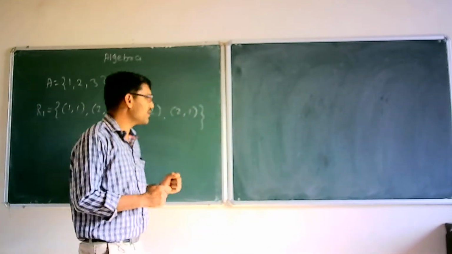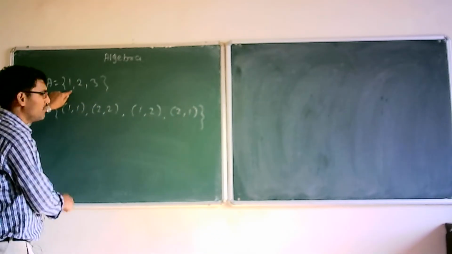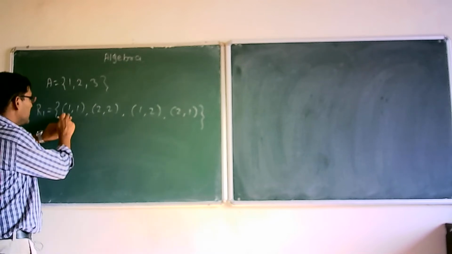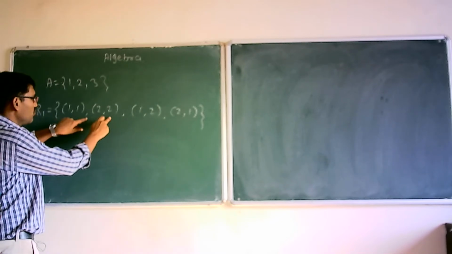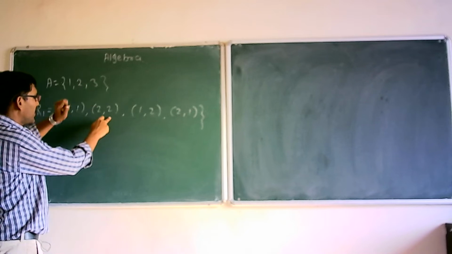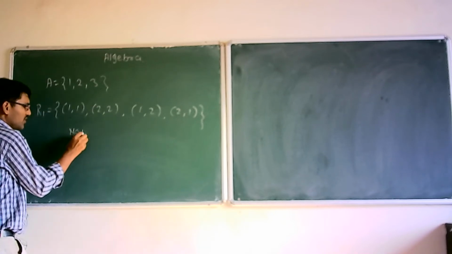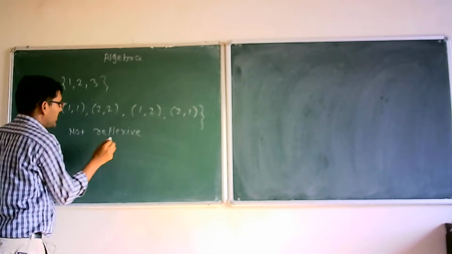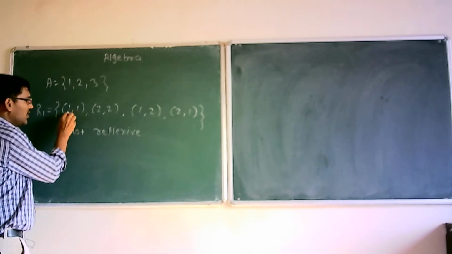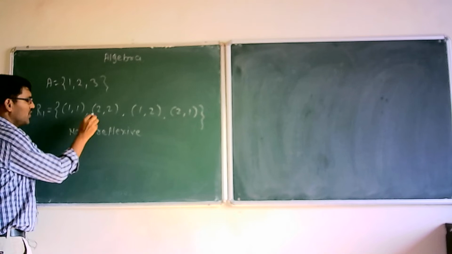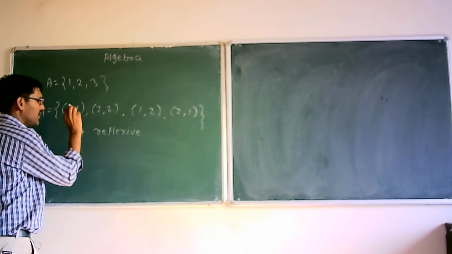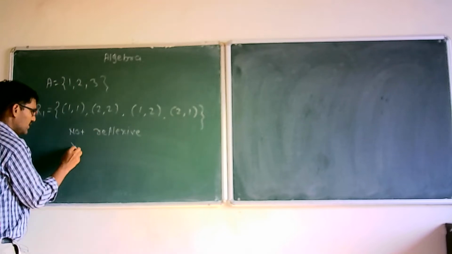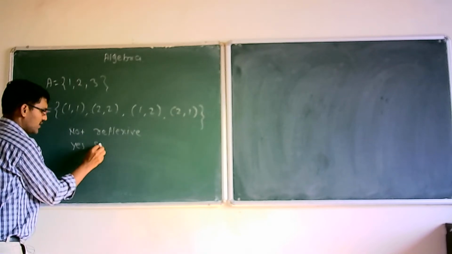When we say it is reflexive, every element from set A is related to itself. Now if you observe, there is a relation between 1 and 1, 2 and 2, but there does not exist a relation between 3 and 3, so not reflexive. Now is it symmetric? 1 is related to 1, 2 is related to 2, 1 is related to 2 and 2 is related to 1. So yes, it is symmetric.